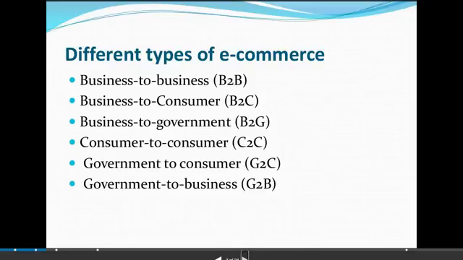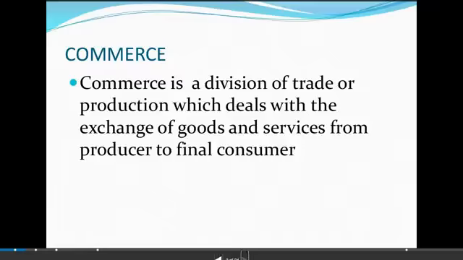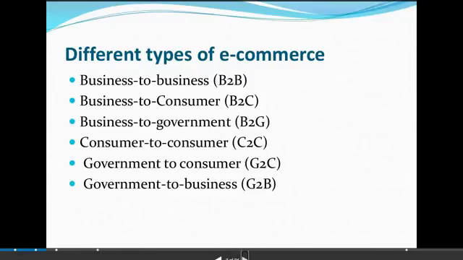Then next, different types of electronic commerce. In detail we have studied what is electronic commerce. Electronic commerce is a transaction with the help of the internet, with the help of a network. Now see what are the types of electronic commerce. There are many types: electronic commerce and e-governance, like B2B, B2C, B2G, C2C, G2C and G2B.